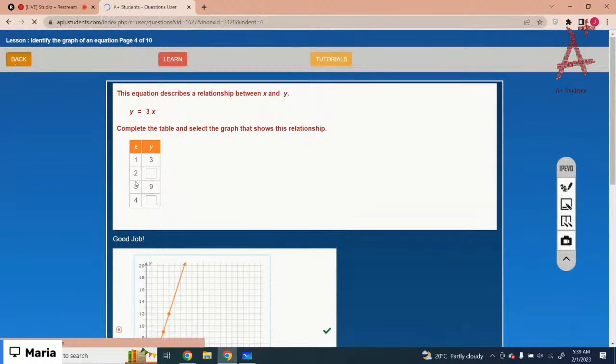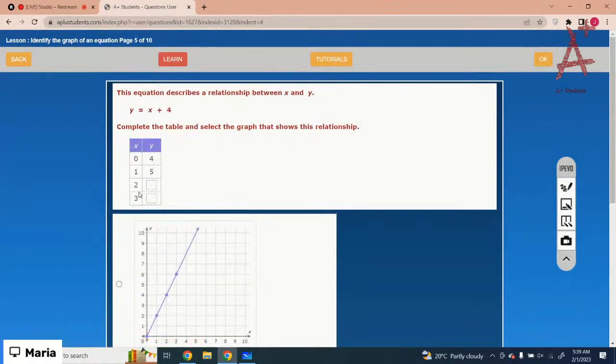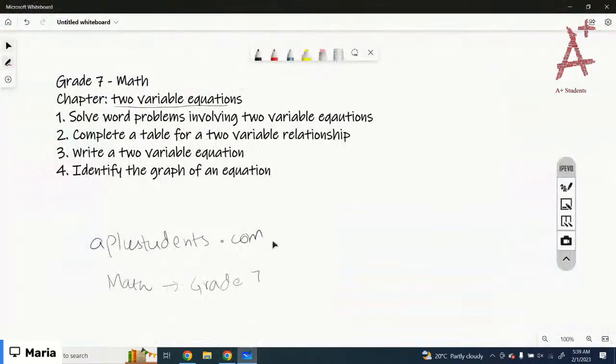Okay, you can complete the test by yourself later today. We're working on grade 7 maths. The chapter we're working on is two variable equations, and the lessons we just covered are solving word problems involving two variable equations, completing a table for a two variable relationship, writing a two variable equation, and identifying the graph of an equation. Please make sure before the next session you complete all the test questions for the lessons we did today.